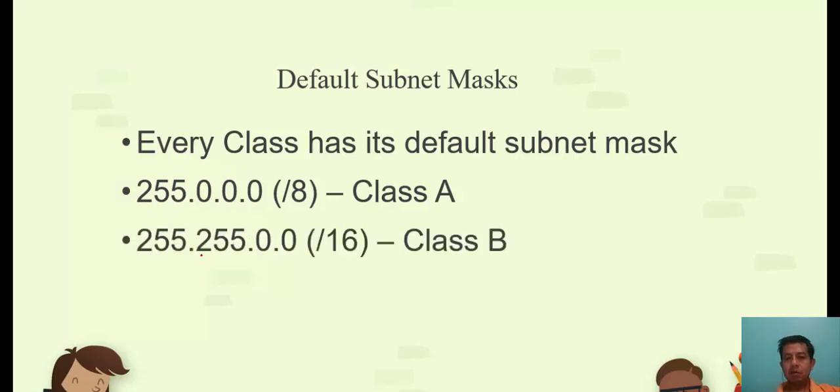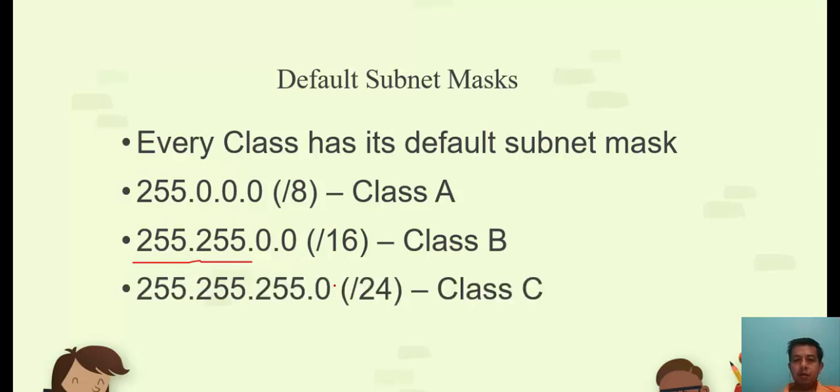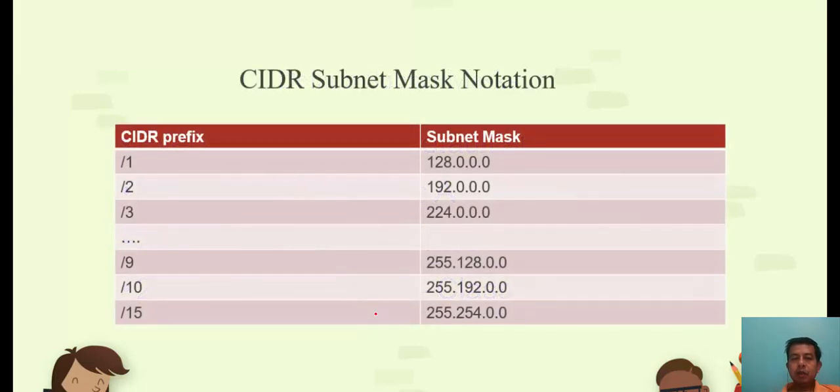For class B, the default subnet mask is 255.255.0.0, because if I logically AND these first two octets, I will find the network part. Now /16 in classless notation. And for class C, the default subnet mask is 255.255.255.0, and in the classless notation, this becomes /24.